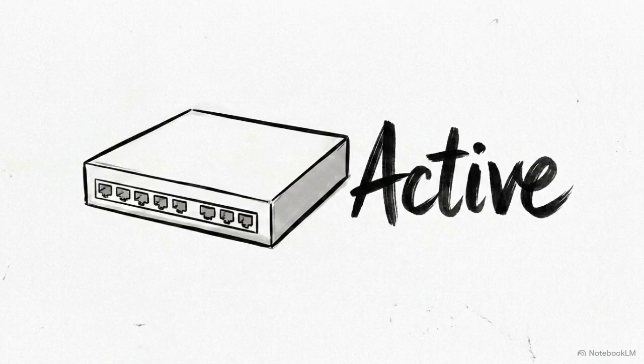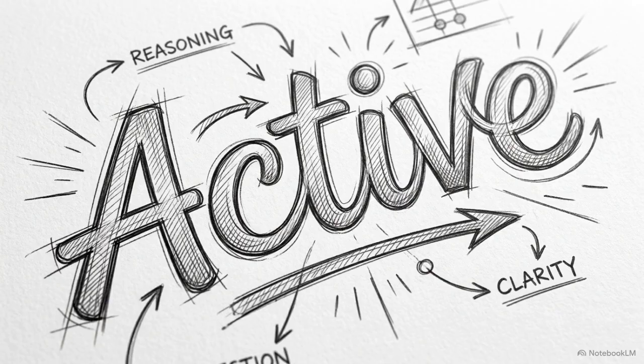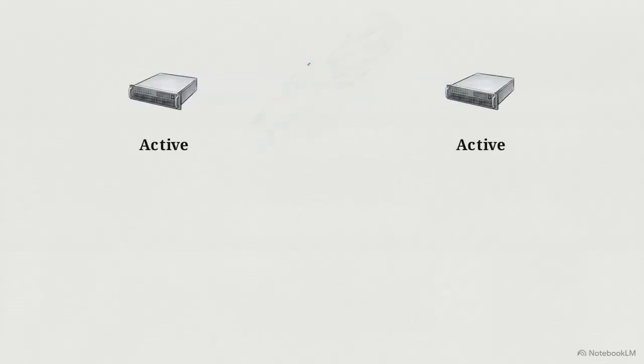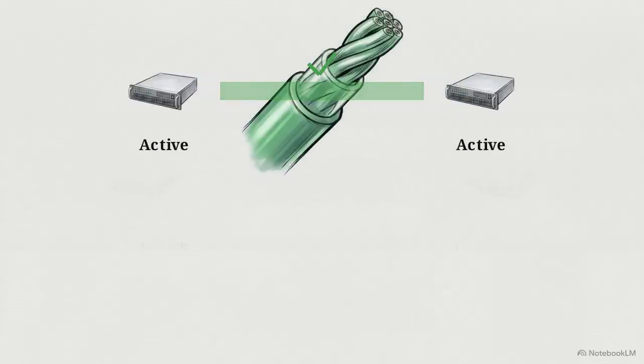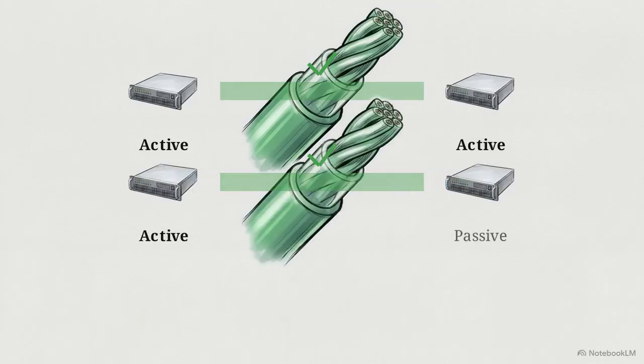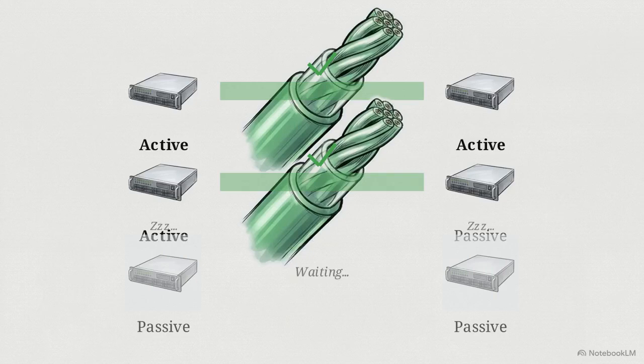A port using LACP can be set to active mode. It aggressively initiates the conversation, asking the other switch to form the channel. The alternative is passive mode. A passive port listens for incoming LACP messages and will only join a bundle if spoken to first. Active plus active works perfectly. Both switches initiate the handshake and verify each other. Active plus passive also succeeds. The active switch starts the handshake and the passive switch responds. But passive plus passive fails. Since both sides wait, the link stays down.